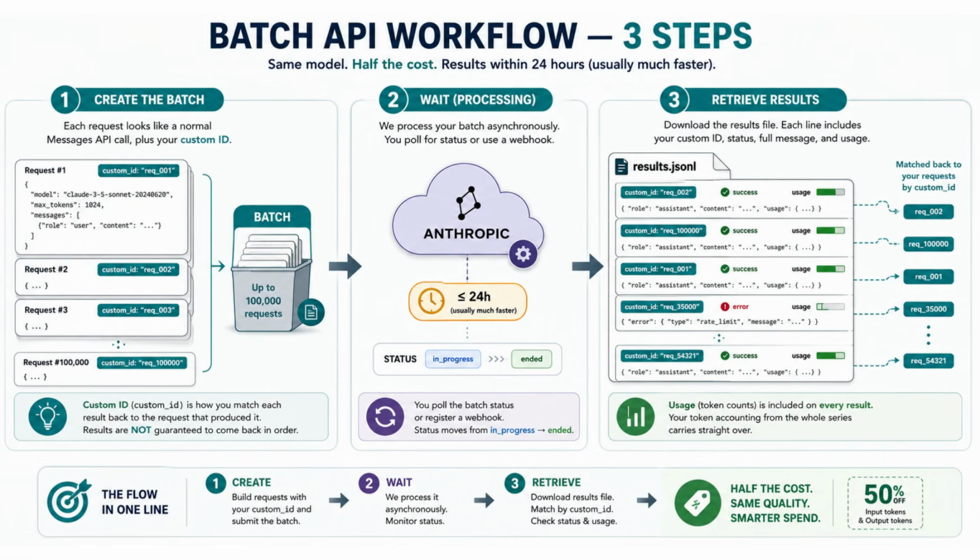Step 2. Wait. You poll the batch status or register a webhook so Anthropic calls you when it's done. The status moves from in progress to ended. Step 3. Retrieve results. You stream down a results file. Each line carries your custom ID, a success or error flag, and the full message, including our old friend, the usage block. Yes, the cost meter is still there on every single result. Your token accounting from the whole series carries straight over.